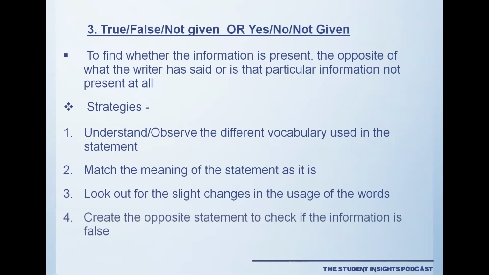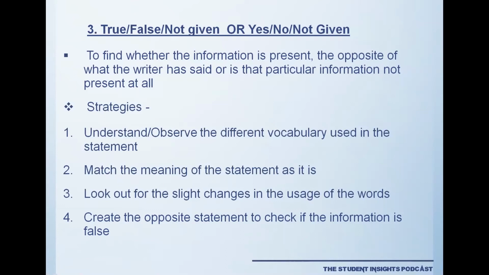The next one is the true, false, not given, or yes, no, not given. This is also the one in which most people lose their score, because it is kind of confusing, because what exactly is true, what exactly is false, what exactly is not given. If that's not clear in your mind, you would actually end up giving wrong answers and in the end losing the score on the reading test.